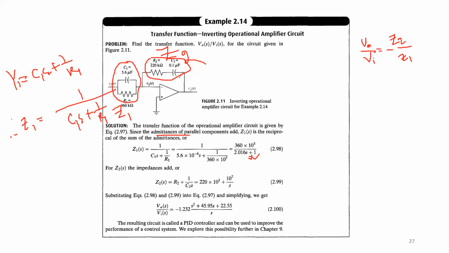And for the Z2, these are in series, so the impedances are R2 plus 1 by C2S. Just put the values. Remember this one: here the admittance and here the impedance. While in series, impedance would be added, while in parallel, admittance would be added. For the admittance, it would be 1 by R2, and for the impedance, it would be only R2.